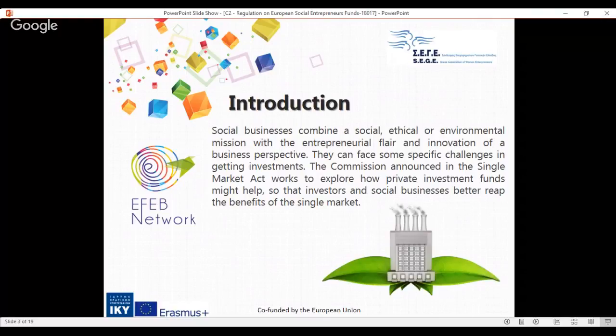So social businesses combine a social, ethical, or environmental mission with the entrepreneurial flair and innovation of a business perspective. They can face some specific challenges in getting investments. The Commission announced in the Single Market Act works to explore how private investment funds might help so that investors and social businesses better reap the benefits of the single market. This includes ensuring there are no unintended barriers within European fund rules to the efficient channeling of investments to social businesses.